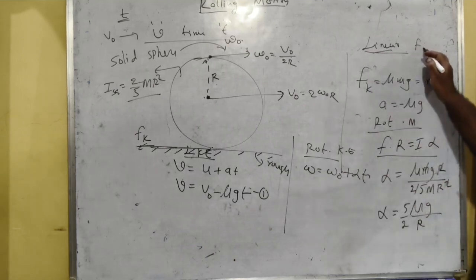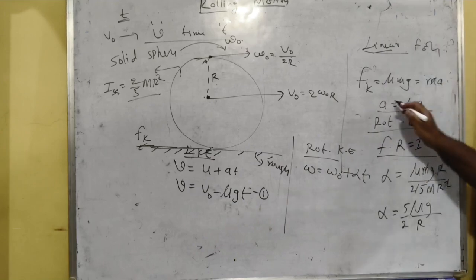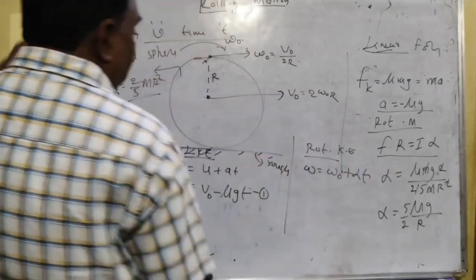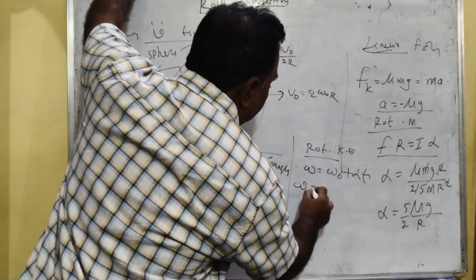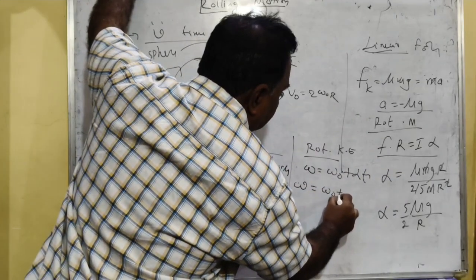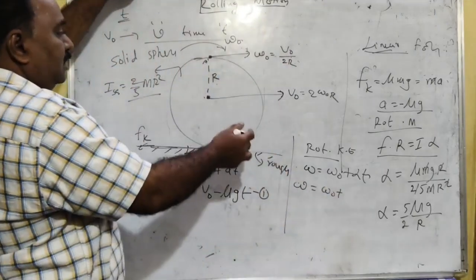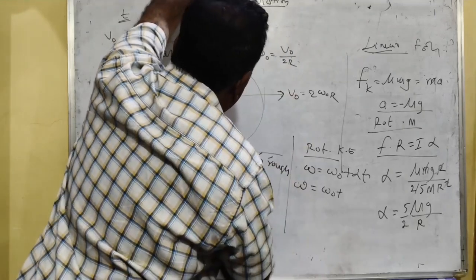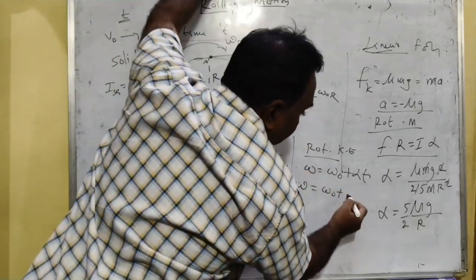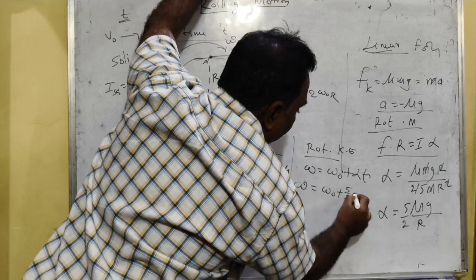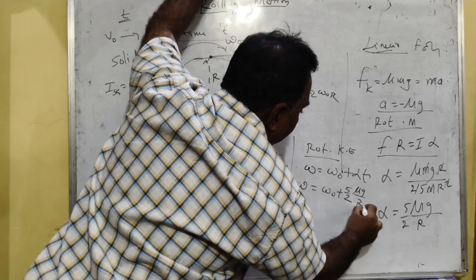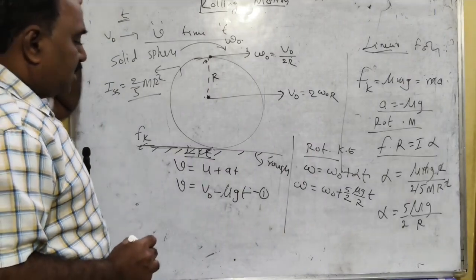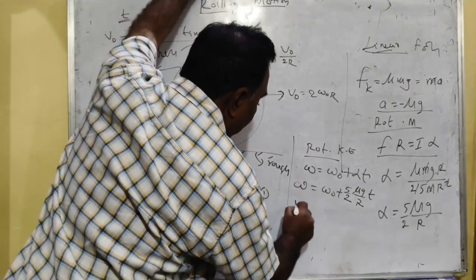From the linear forces, we calculated the linear acceleration from the linear kinetic equations, right? This angular acceleration is substituted here. Omega is equal to omega naught plus alpha t. Here alpha is plus, not minus. Why? Because it is rotating along the direction of the angular velocity. Therefore, 5/2 mu g by r into t. But here we will change something: omega is equal to v by r.